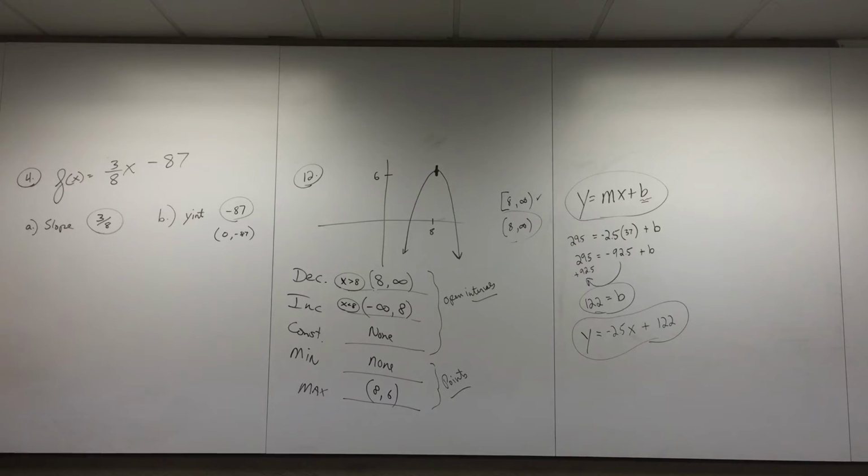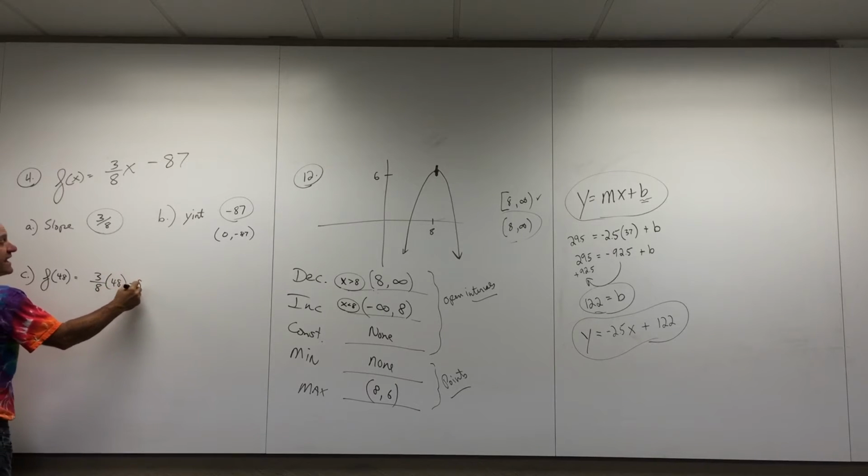Okay, so what's part C say? What's f of 48? Hopefully you know what that means. That means plug in 48 for x and find the y value. Right, that's what that is. So it's not that hard. I would do it right here: 3/8 times 48 minus 87.